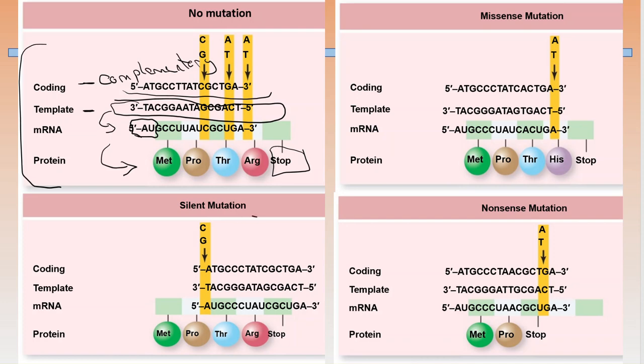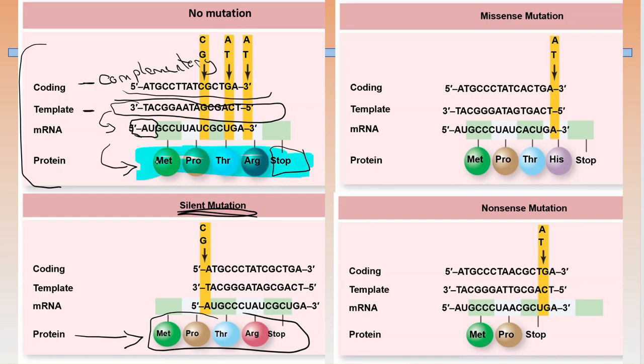In a silent mutation, as we said, a base is substituted, but that base substitution codes for the same exact amino acid. So even though you have a mutation, your result, your protein at the end, is exactly the same as the protein here. Here you have Met-Pro through Arg. Here you have Met-Pro through Arg. Exactly the same. In a missense mutation, you created a stop.